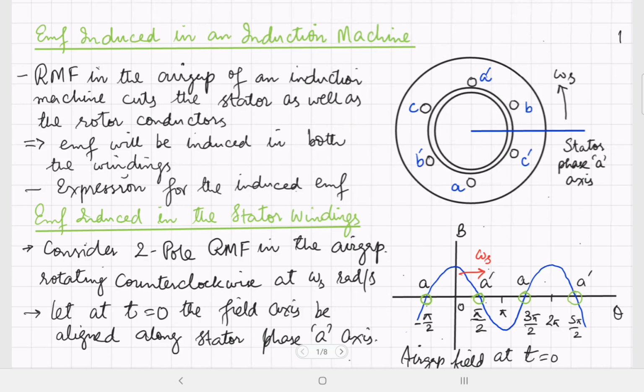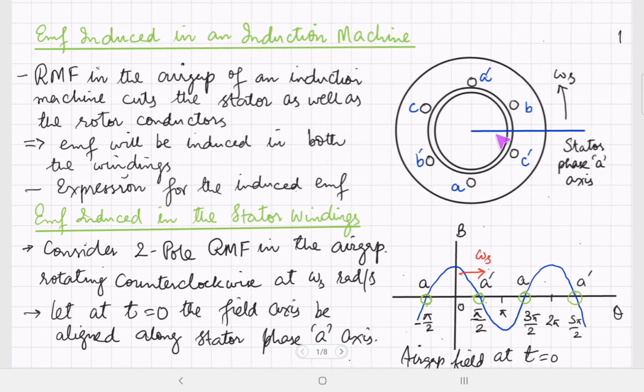We know that the application of three-phase currents to the stator windings of an induction machine results in production of a rotating magnetic field in the air gap. As the magnetic field rotates in the air gap, it cuts the stator windings as well as the rotor windings, and therefore an EMF is induced in the stator as well as the rotor windings.